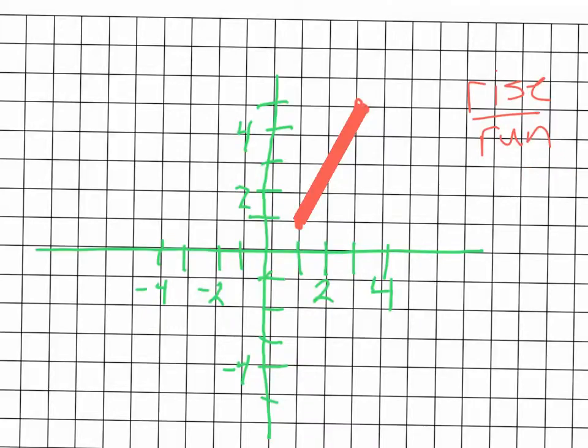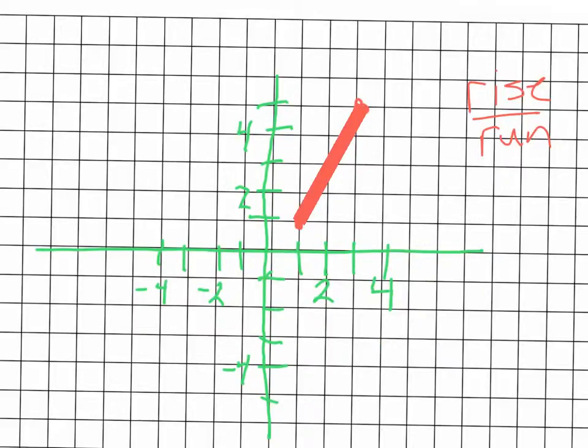Okay, so let's review to make sure that we understand direction is important. If we're going towards the right, this is a positive value. If we're going towards the left, that's negative. If we're going up, it's positive. If we're going down, it is negative.